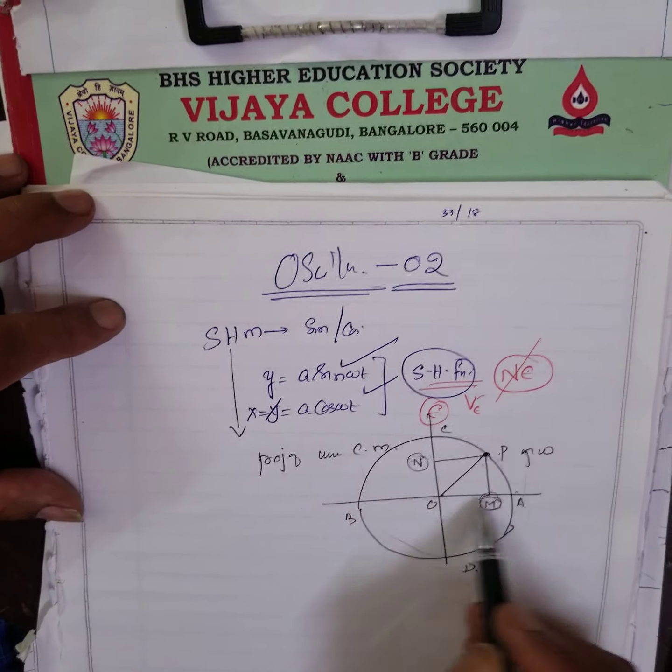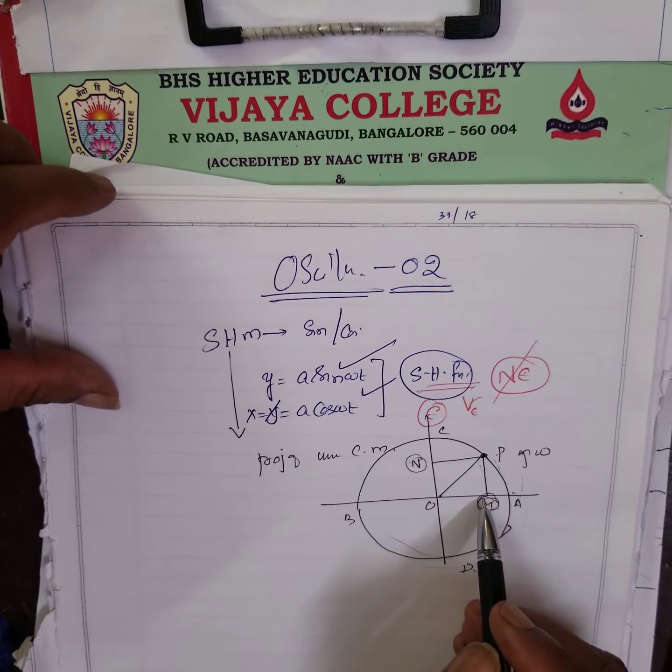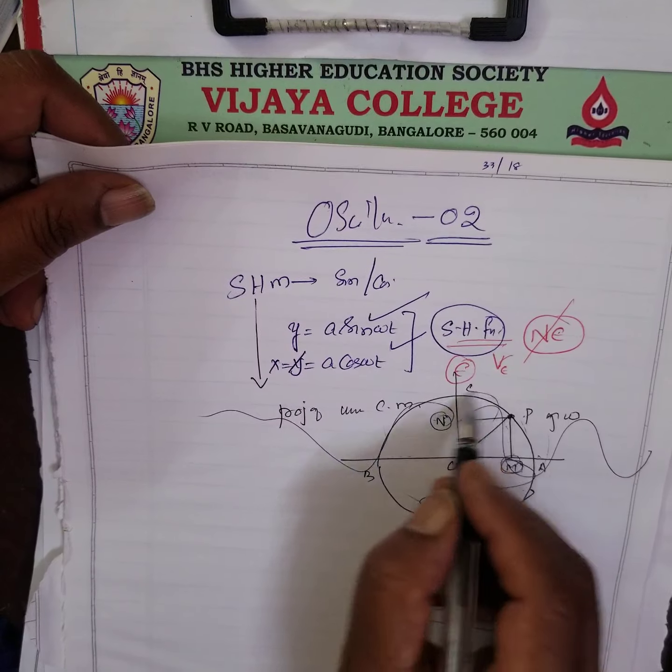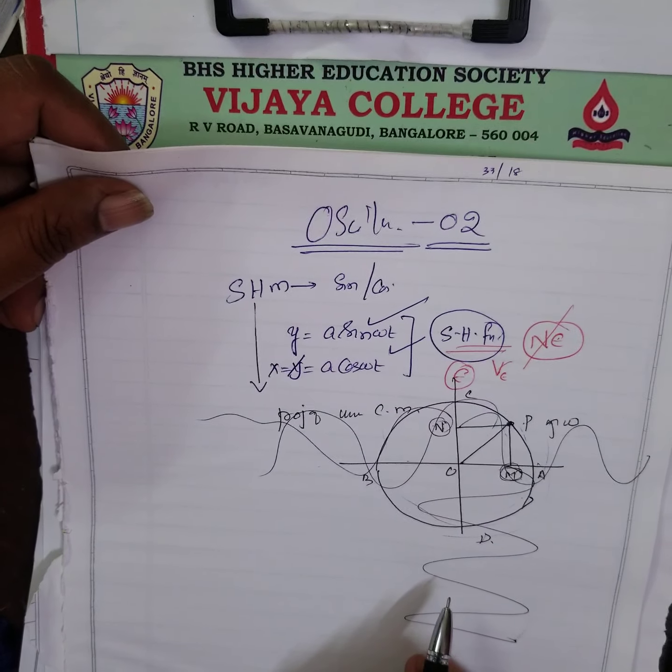Understood? As it moves, what happens? See, when it is moving here and I push the paper, what will I get? I will get a wave. If I pull it like this, I will get a wave like this, or if I push it forward, I will get a wave like this. It depends whether it is a sine wave or a cos wave.